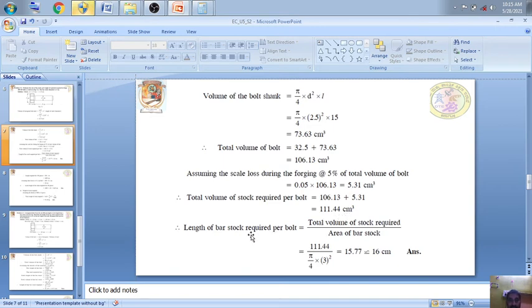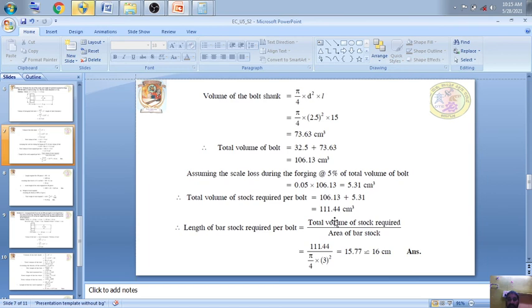Length of the bar stock required per bolt is given by the total volume of the bar stock divided by the area of the bar stock. The total volume of the stock required we have found as 114.44 cubic centimeters, divided by the area of the stock. The diameter is given, so find the area by pi into 3 square divided by 4. The length of the bar stock is 114.44 divided by the area, so this is 15.77, which is rounded up to 16 centimeters. So the length of the single bar stock required is 16 centimeters and the diameter is 3 centimeters.